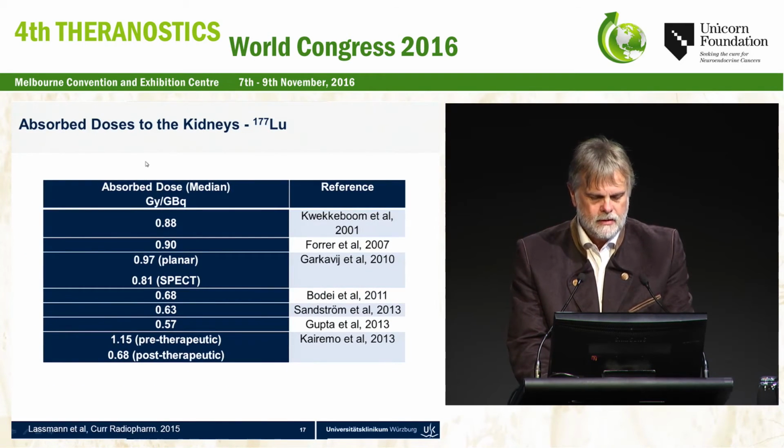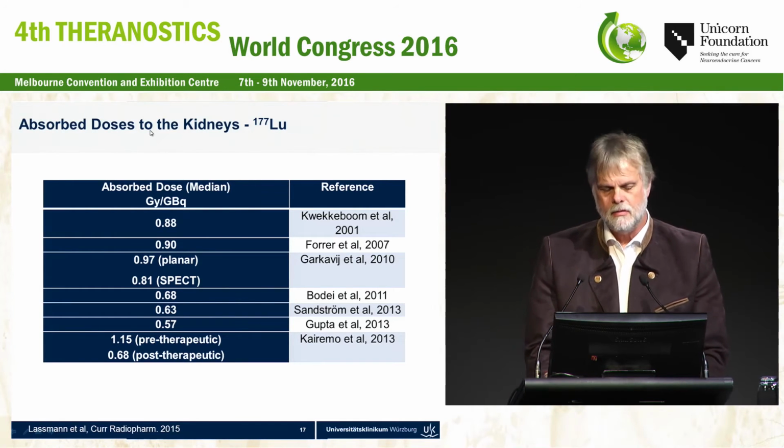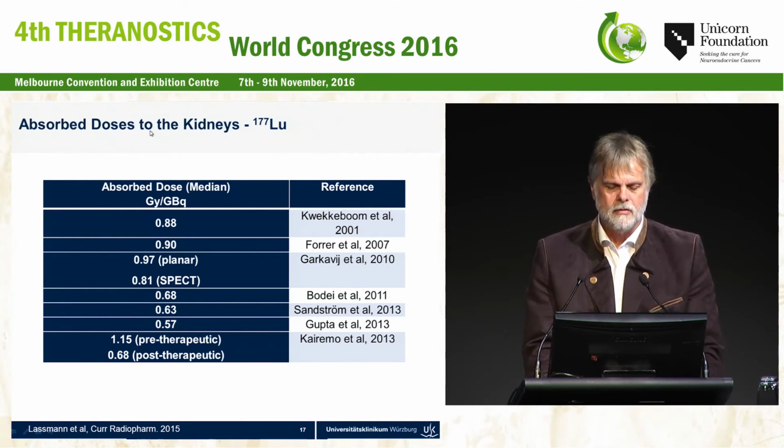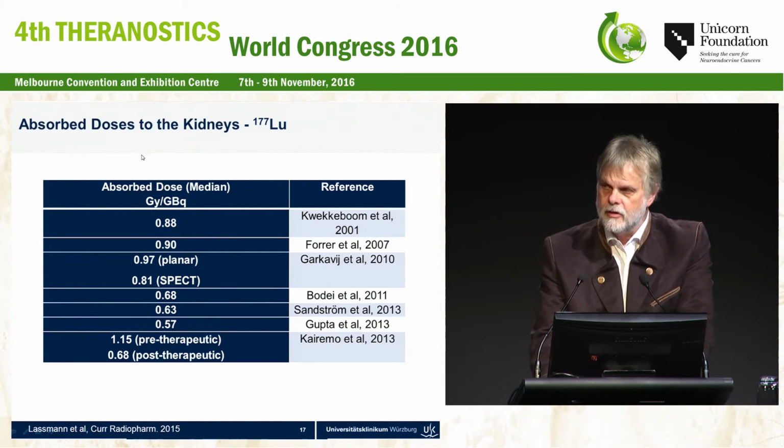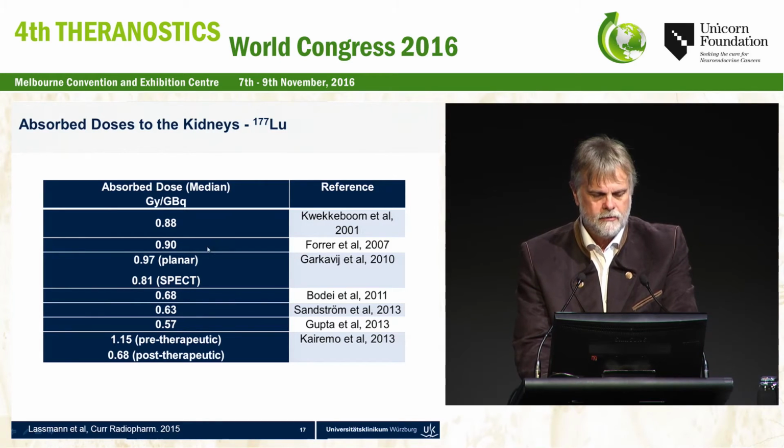The second part of my talk is devoted to more measurements of the absorbed doses to the kidney and the bone marrow, and showing also some of the variabilities that we have. Two years ago, we compiled some of the data that were available in publications, for example, on the absorbed doses to the kidneys, and you can see that there's a high variability in the gray per gigabecquerel, so the specific absorbed doses here, which is mostly related to the difference between older planar methods and SPECT-based methods. But still, you see that there's almost a factor of 2 in between.